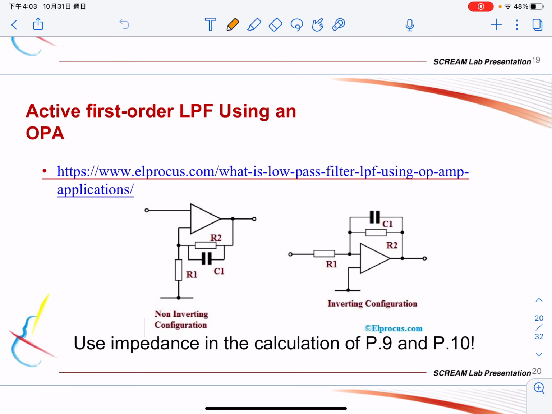Last time we talked about some basic theory of the complex number and how to find out the impedance of capacitor and inductor. And this time we are going to introduce to you a way to use operational amplifier to construct a filter.